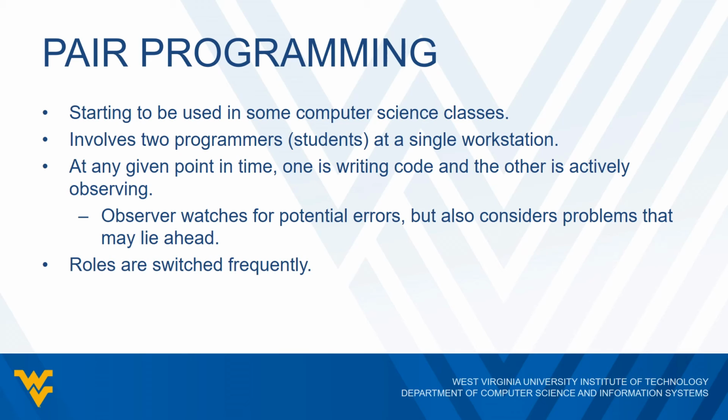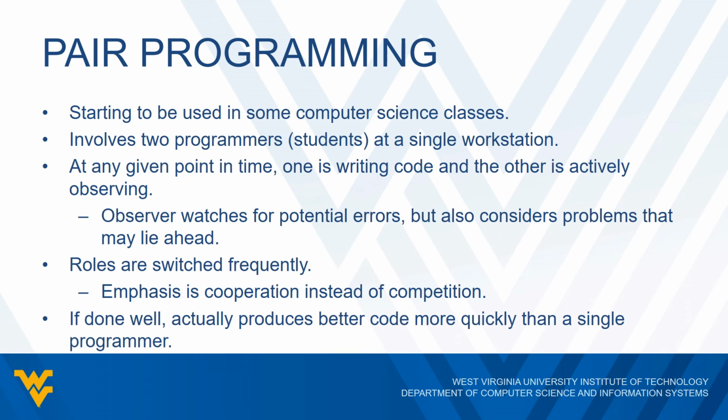How and when the roles would be switched, we're not going to worry about. The other person would start writing the code, and the first person would start observing. The whole point here is that we're emphasizing cooperation and not competition. Pair programming, if it's done well, would actually produce better code more quickly than a single programmer. Of course, there is the added cost of having two people working together. So for any particular project, the relative costs and benefits of pair programming would need to be weighed.